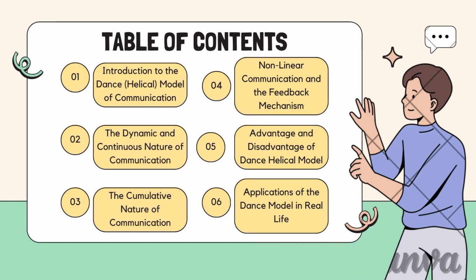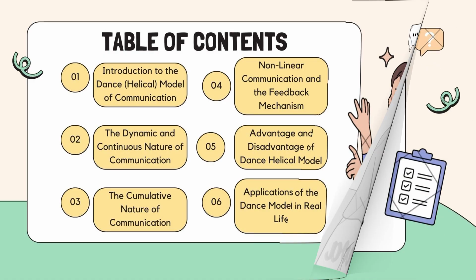So the table of contents, this is our topics that we tackle. Number 1, introduction to the Dance helical model of communication. Number 2, the dynamic and continuous nature of communication. Number 3, the cumulative nature of communication. Number 4, nonlinear communications and the feedback mechanism. 5, advantages and disadvantages of the Dance helical model. And lastly, applications of the Dance model in real life.